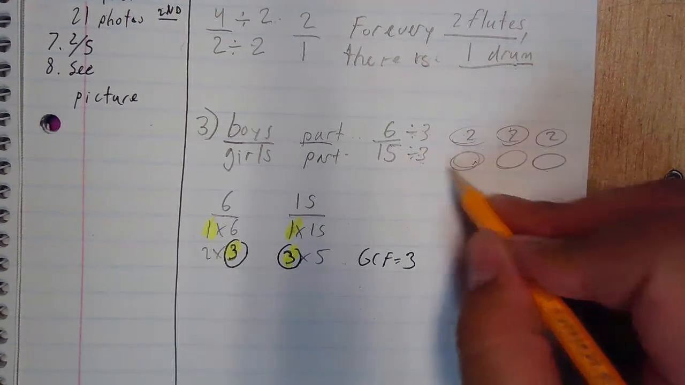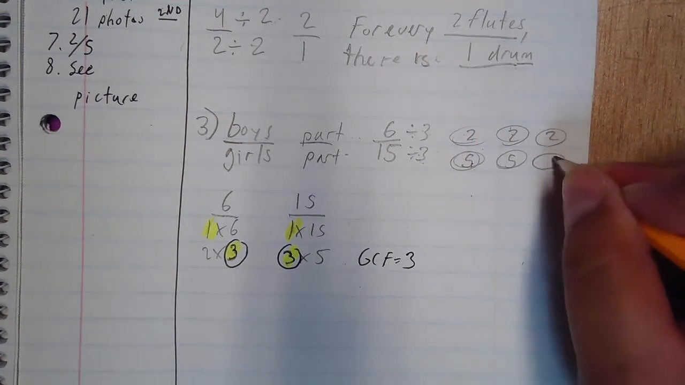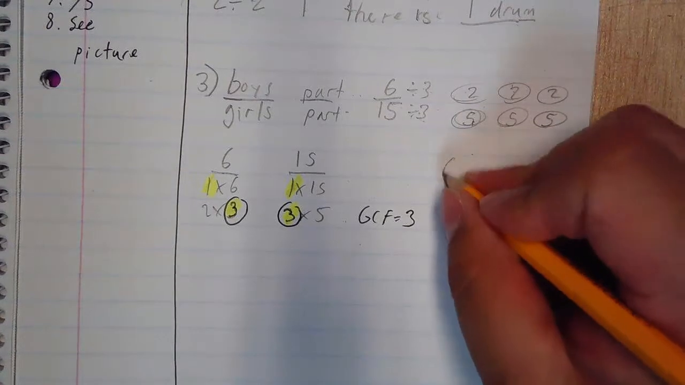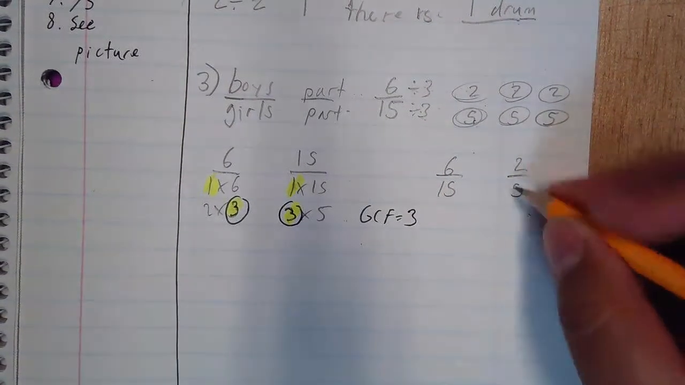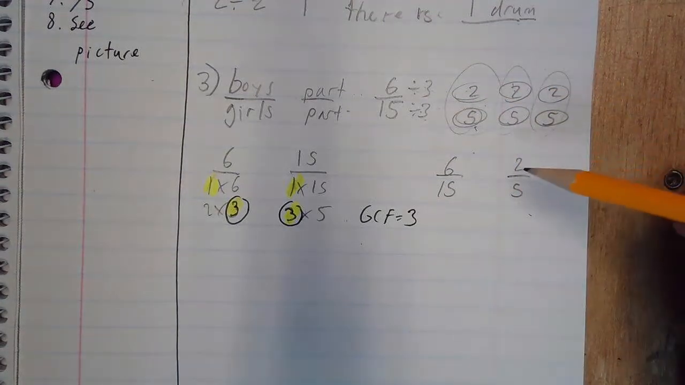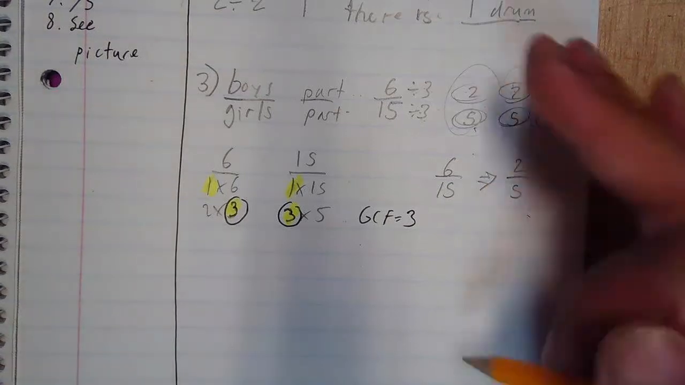15 divided by 3, 3 groups. 15 into 3 groups means each group is going to have 5. So 6/15 becomes 2/5. So look at this. You just made 3 groups of 2 to 5, 2 to 5. And it simplifies to that. Okay?